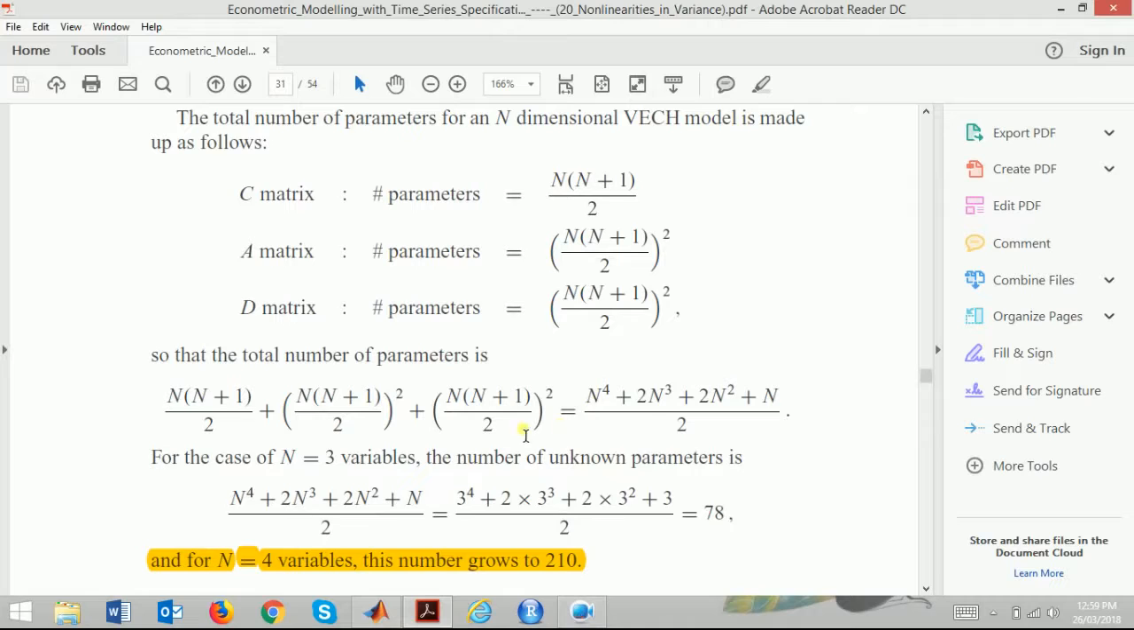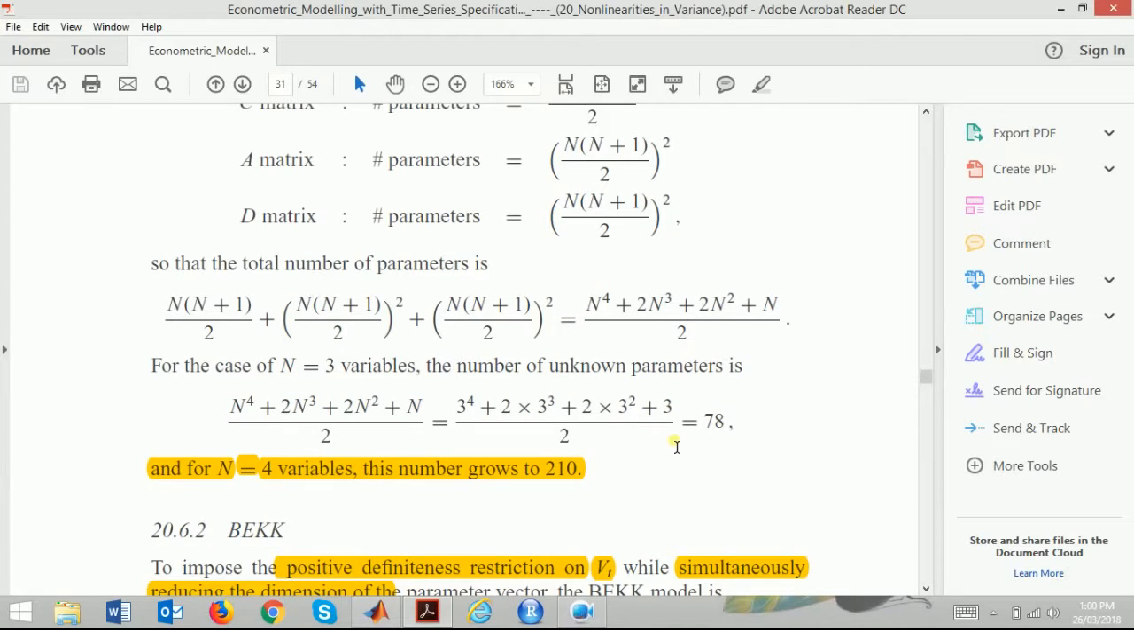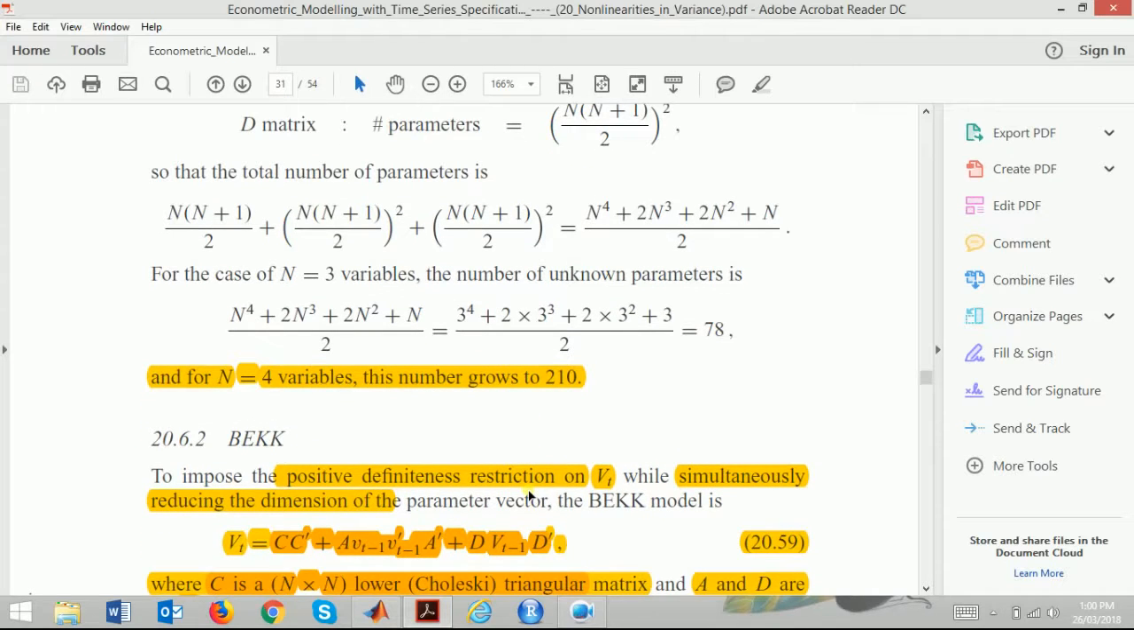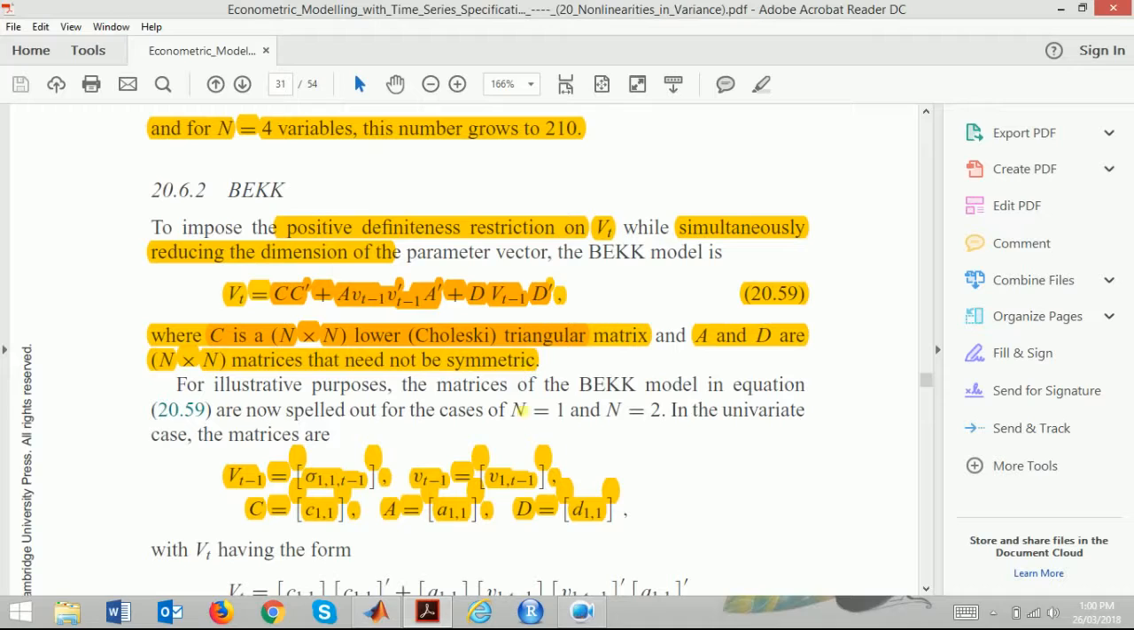But when you have 3 variables, obviously that increases highly, and you have 78, and with 4 variables the parameters are 210. So this makes it very unfeasible, so we don't use VEC anymore. However, for column stacking we use the vech function.